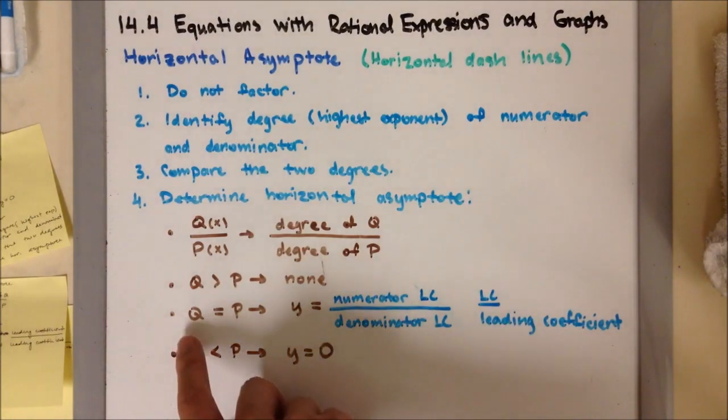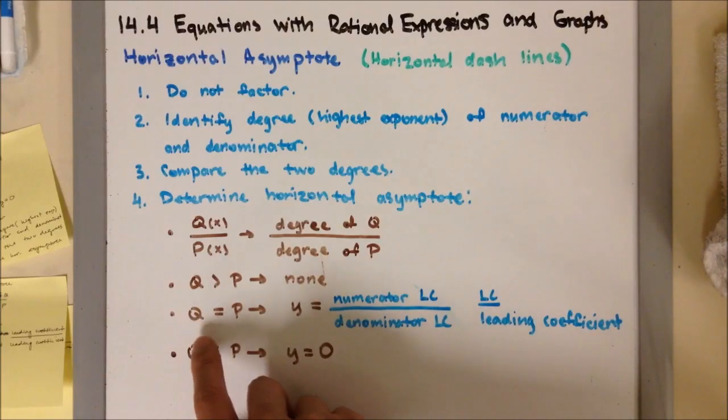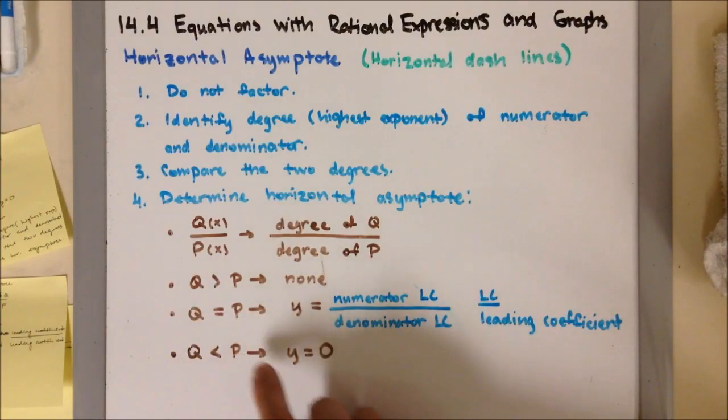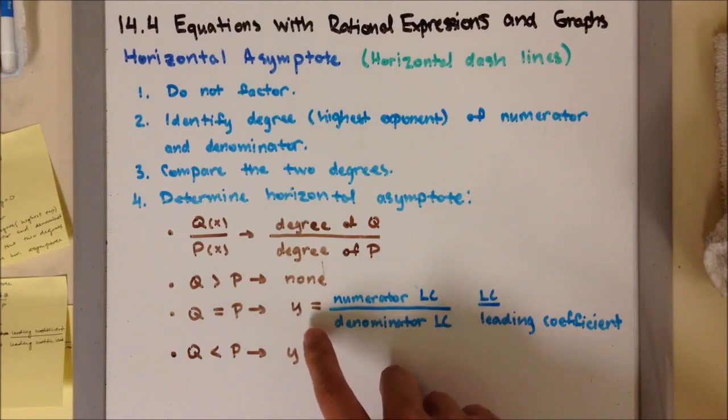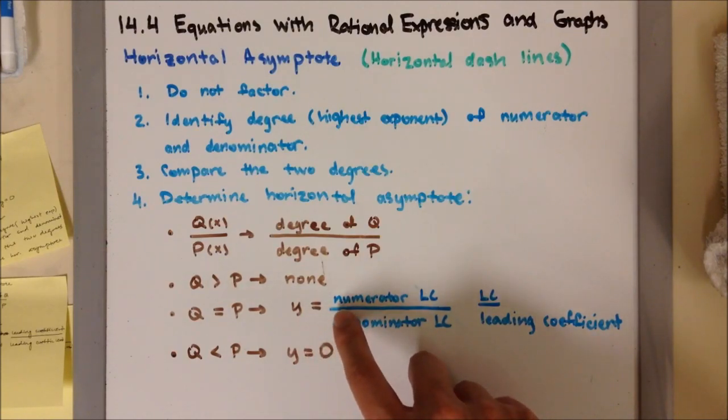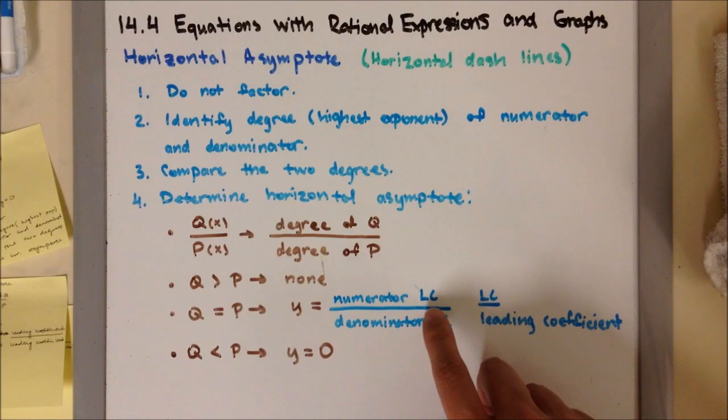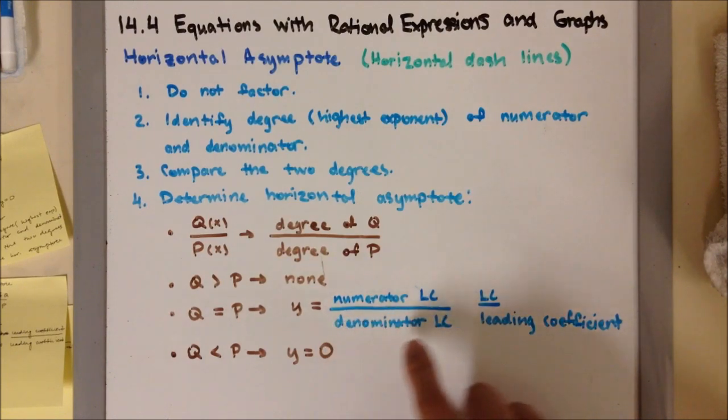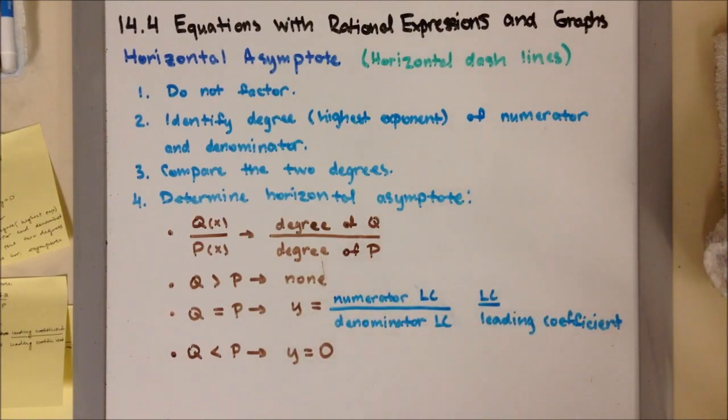So when the degree of q, the degree of the numerator, is equal to the degree of the denominator, you're going to write it as a fraction, the numerator leading coefficient over the denominator leading coefficient. To determine the leading coefficient, which I covered in a previous chapter, the leading coefficient is always found with the highest exponent. So when you're looking for the degree, you should be able to find the leading coefficient basically next to the degree.